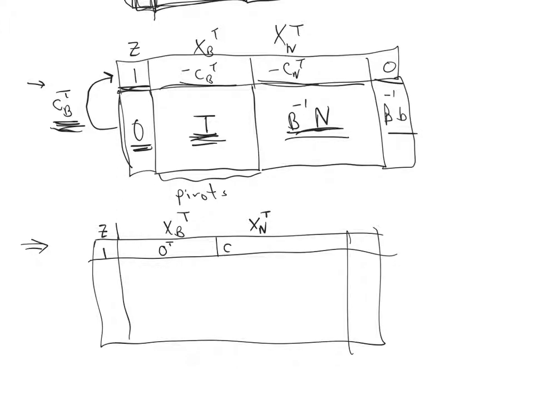I'll write this on the left because it feels better that way. So we get CB transpose times B inverse N, and that's added to the minus CN transpose that was sitting there. And in the upper right corner, we get something that won't fit because the spot's too small, even on the notes when I shrunk it way down. We get CB transpose times B inverse b added to 0, which is just CB transpose times B inverse b. Okay, and then this part just sits here.